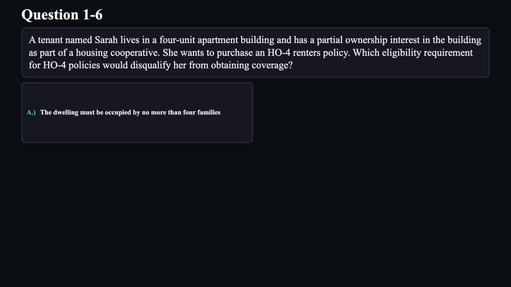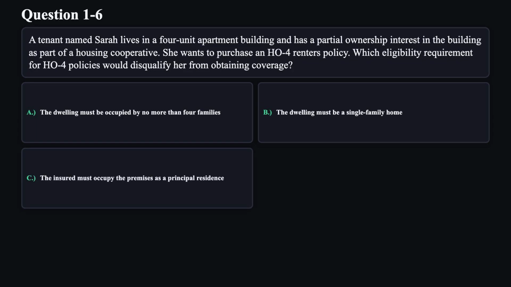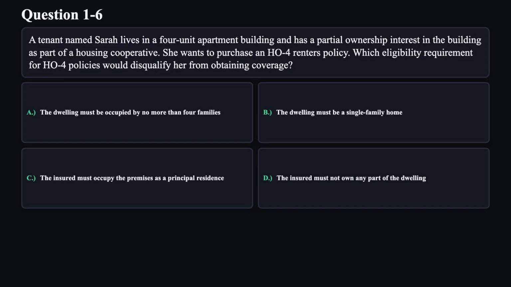A. The dwelling must be occupied by no more than 4 families. B. The dwelling must be a single-family home. C. The insured must occupy the premises as a principal residence. D. The insured must not own any part of the dwelling.